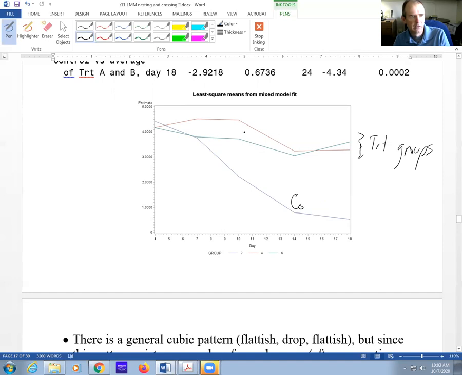And the same thing here. This group rises up just a little bit and then drops and then goes flat. And this one dips a little bit and then comes back up. Are those really significant? That's what the tests are going to tell us.